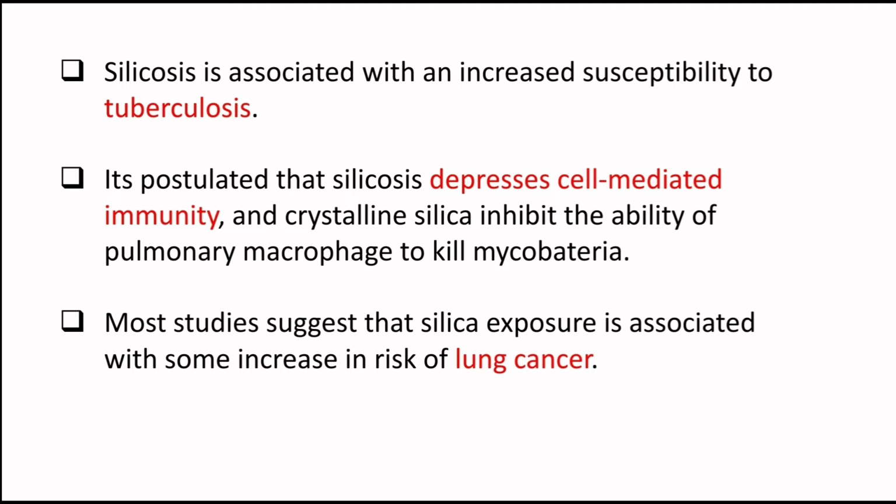Silicosis is associated with an increased susceptibility to tuberculosis, and it depresses cell-mediated immunity, in which crystalline silica inhibits the ability of pulmonary macrophages to kill mycobacteria. Most studies suggest that silica exposure is associated with some increase in risk of lung cancer.